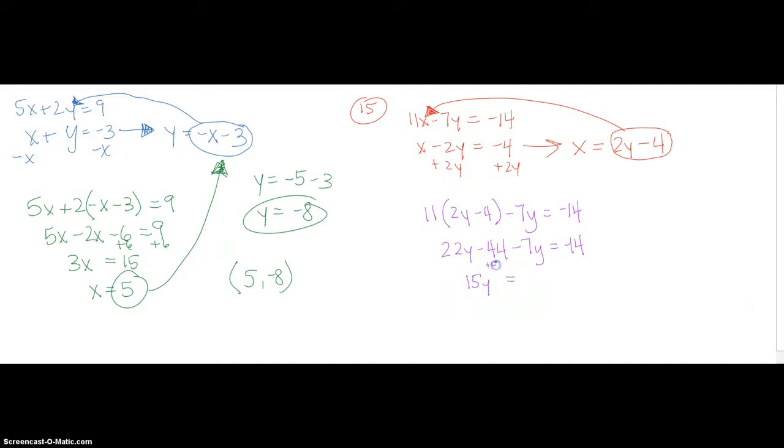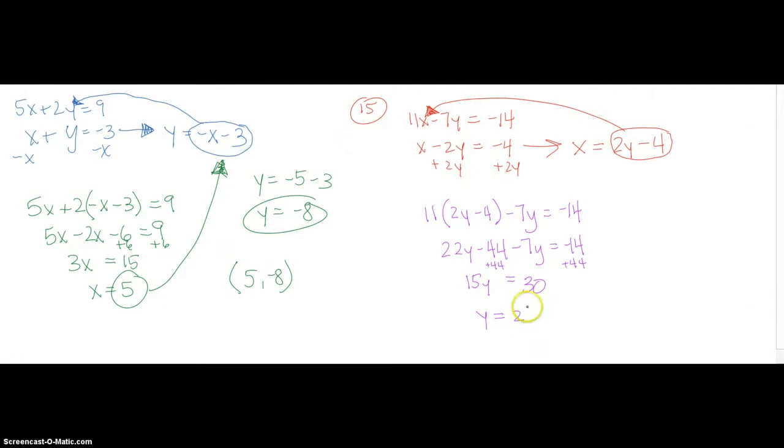Equals, I'm going to add 44 to both sides. So we get 30. And divide by 15, you get y equals 2. So half of our problem is done here now, okay?